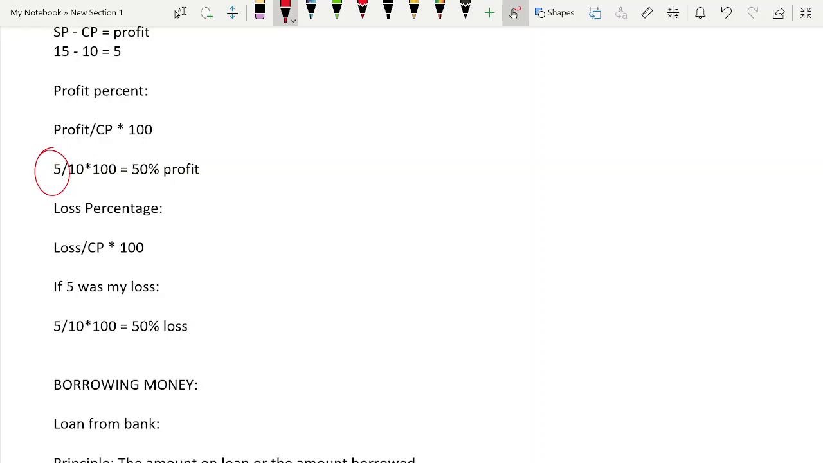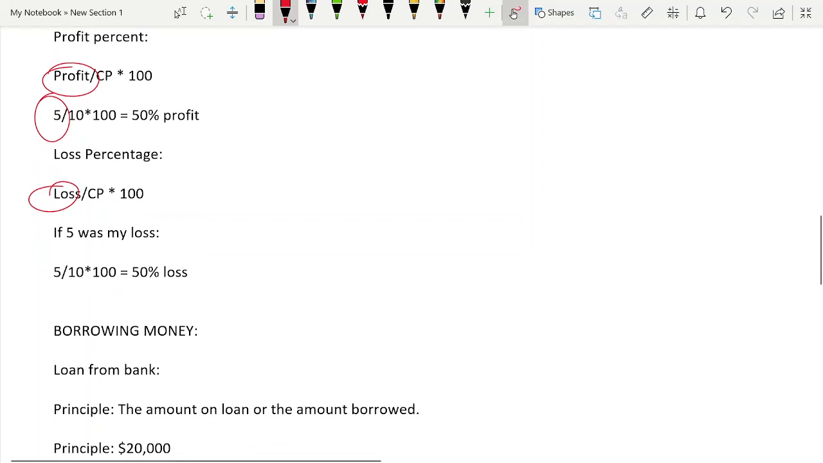Now we have loss percentage. In loss percentage, you just replace the profit with the loss. So it's going to be loss by cost price times 100. So if 5 was my loss, then it would be 5 by 10 times 100, which is like profit, but you got 50% loss instead of profit.